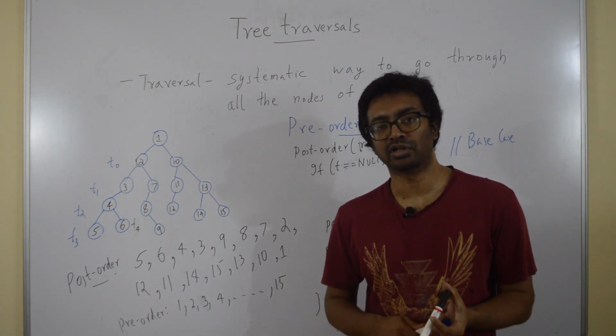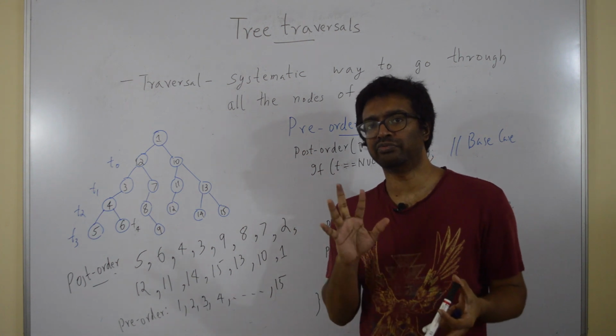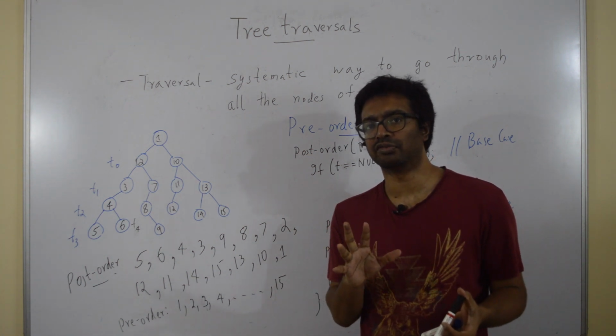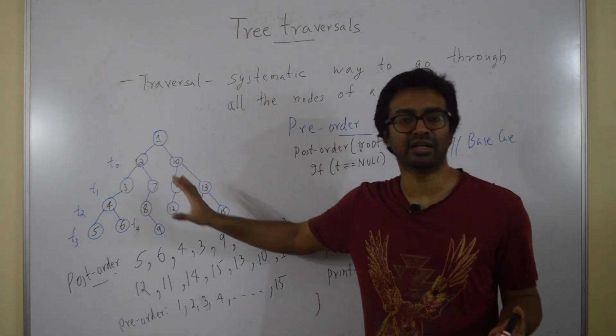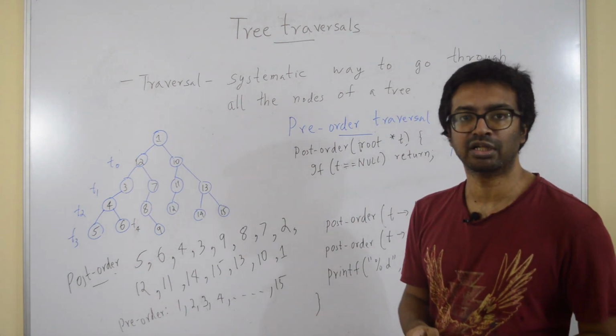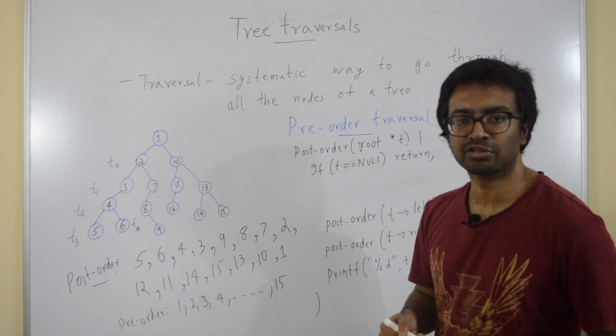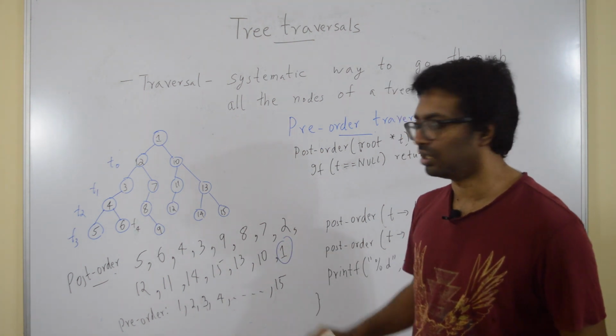The root in a post order traversal, did you see? Which value is printed last in a post order traversal? It's the root, because its left and right have to be finished and then it's printed, right? So where is the value of root in a post order traversal? It's here. It's the last.